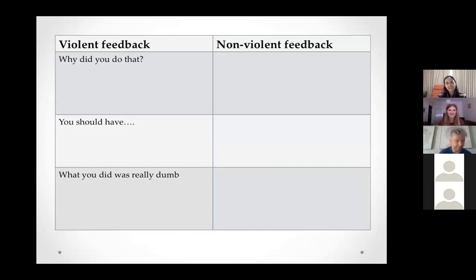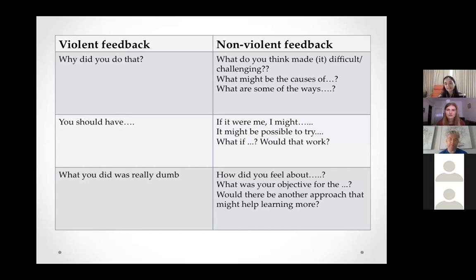Well, how can we translate that into nonviolent feedback? So this is the activity that I might get them to do, fill in the nonviolent, translate it into nonviolent language. So it might look like that. So instead of why did you do that, it's, so what do you think made it kind of difficult or challenging for you to do it this way? Was this a possible cause? What could be some of the ways we maybe change it or something like that? So going at it with a question instead. And then also toning down your language.